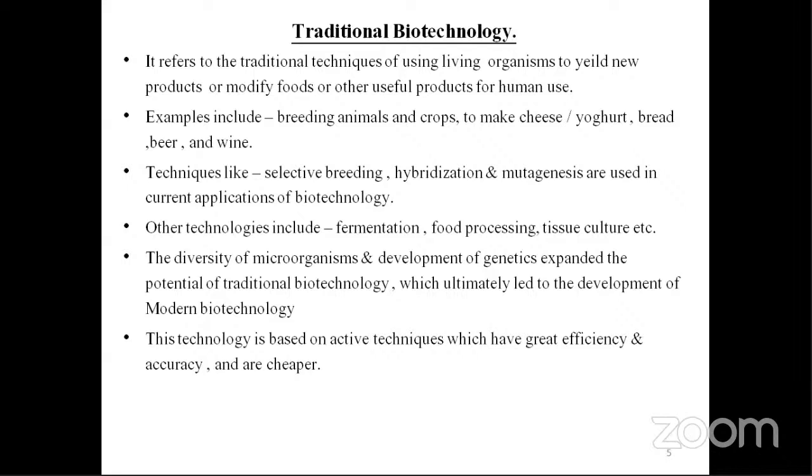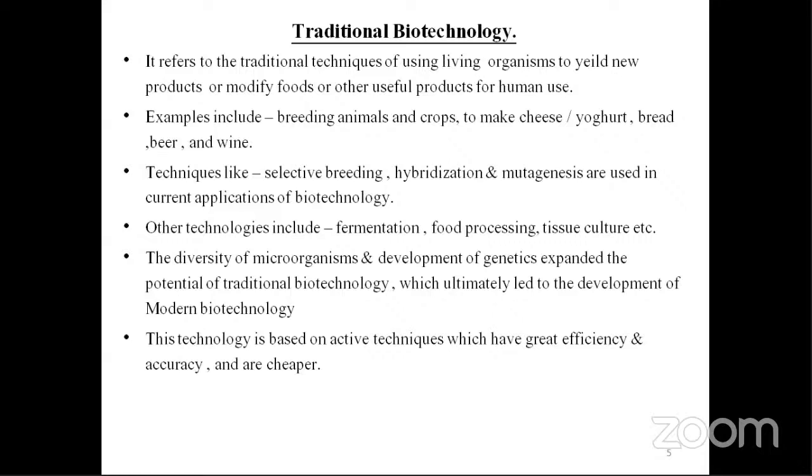This includes breeding animals and crops, and making cheese or yogurt, bread, beer, and wine. Techniques like selective breeding, hybridization, and mutagenesis are used in current applications of biotechnology. These all come under traditional, students. This is a routine type of biotechnology method. Other technologies include fermentation, food processing, tissue culture, etc.